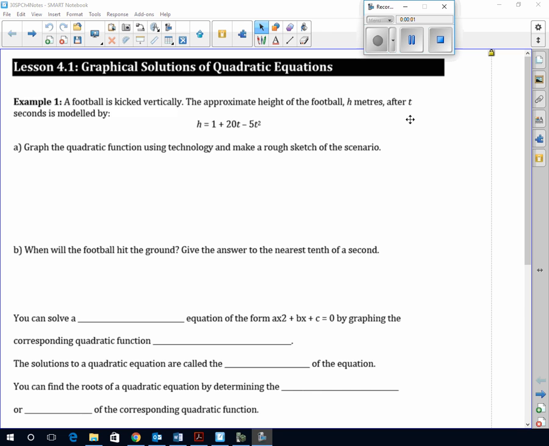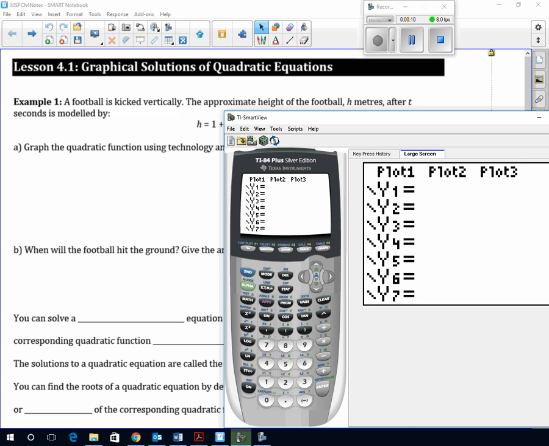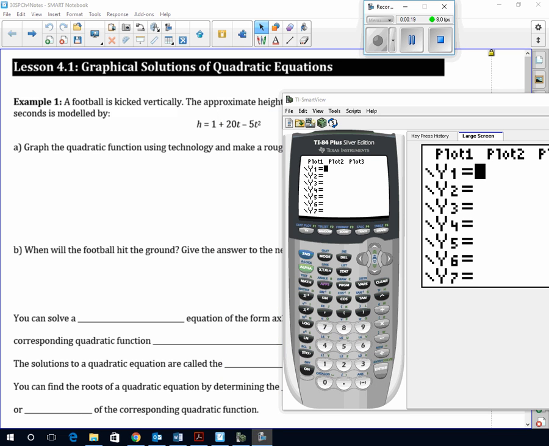We got to go into the y equals, yes? Okay, so we're going to type in 1 plus 20t, which is the X, T, theta, n button, not an actual letter on your graphing calculator. So it'll show up as x, but it doesn't really matter. Now this one is actually subtract 5t squared. Right here, this button right here is the x.